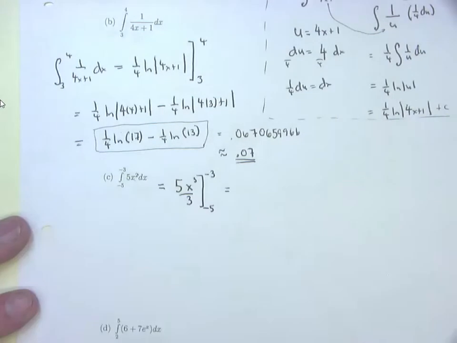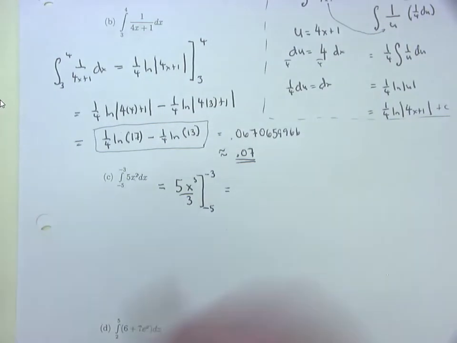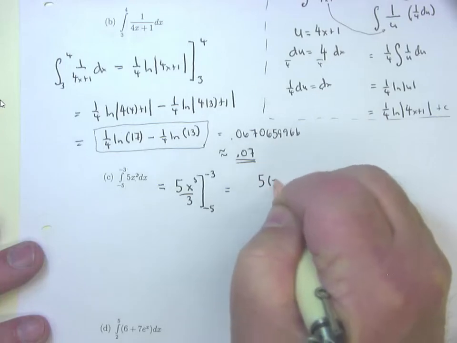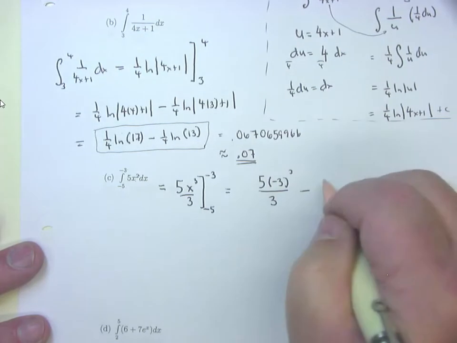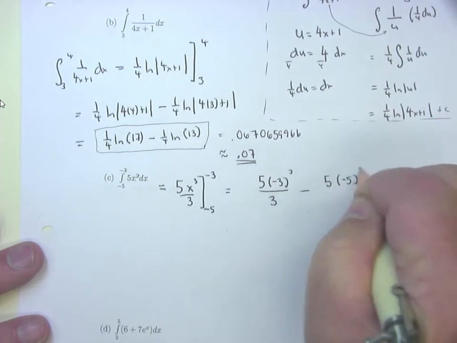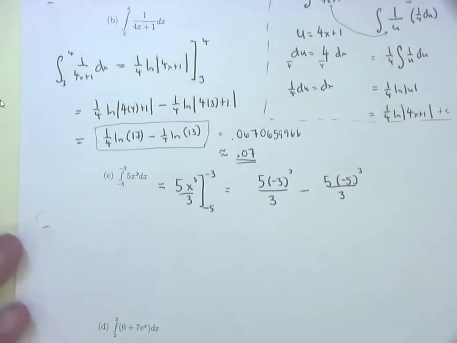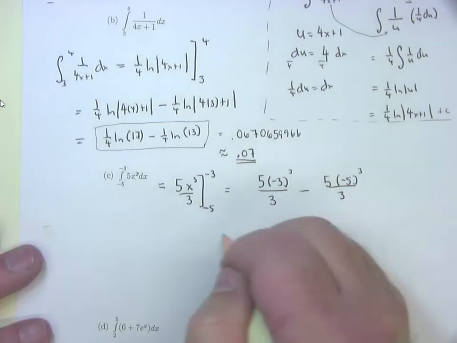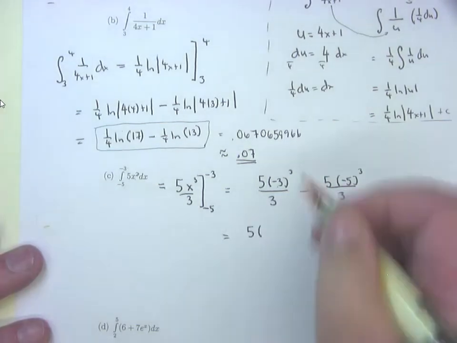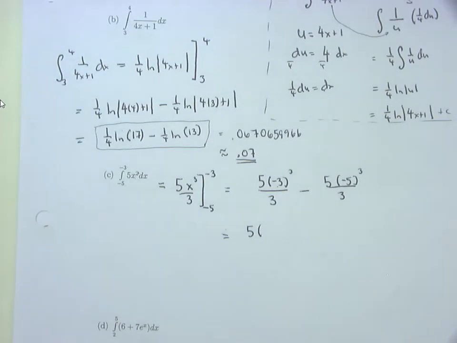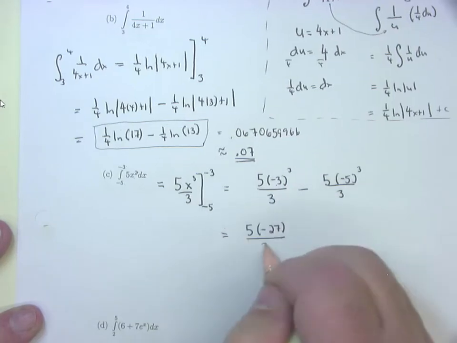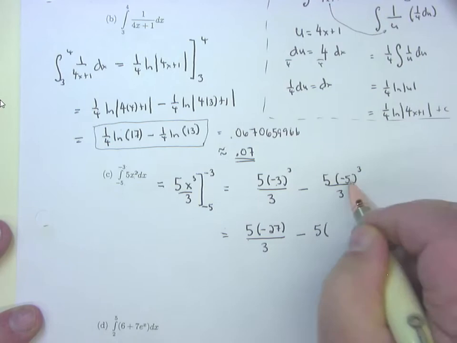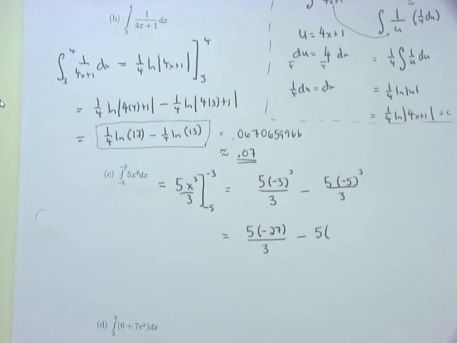According to the fundamental theorem of calculus, you plug in the top number. This would be 5 times -3 cubed over 3, minus, plug in the bottom, 5 times -5 cubed over 3. Now, just be careful of the numbers. This is equal to 5 times, what is -3 cubed? What's -3 times -3 times -3? -27. Negative cubed is still negative. Divided by 3. Minus 5 times, what's -5 cubed? -5 times -5 times -5.